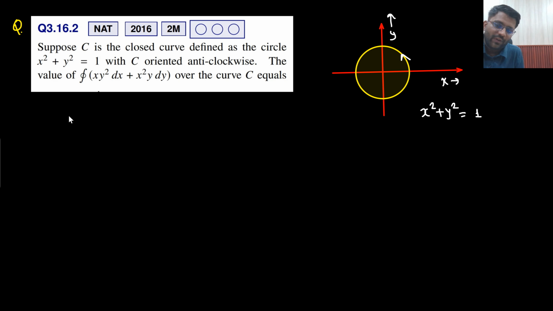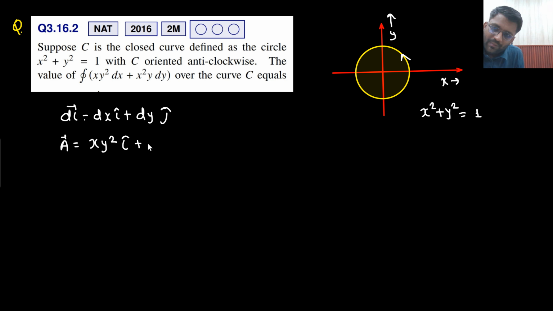But here first I need to find out what is your dl. So dl will be simply dx i cap plus dy j cap. From directly here you can find out vector A. Vector A will be x y square i cap plus x square y j cap, right? x y square dx plus x square y dy. So this is your vector A.